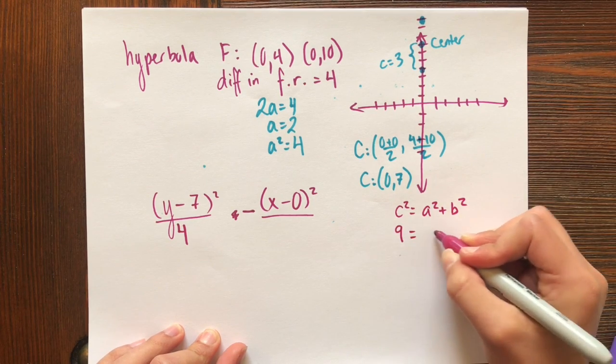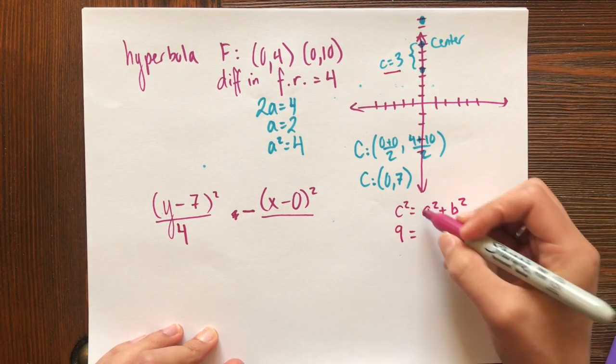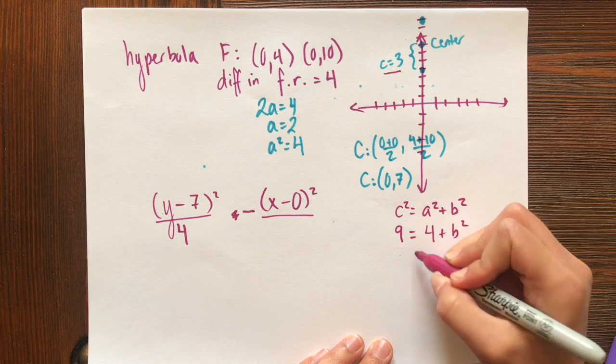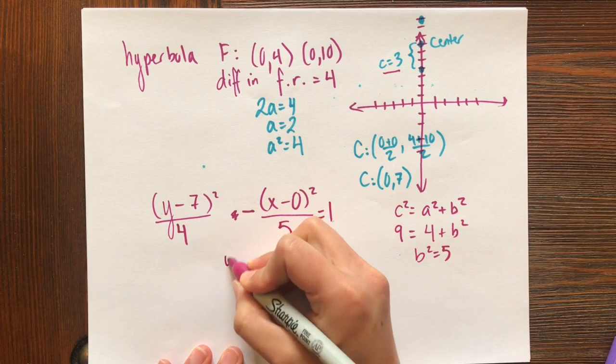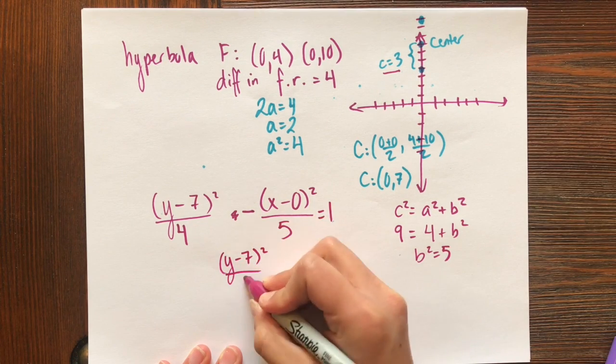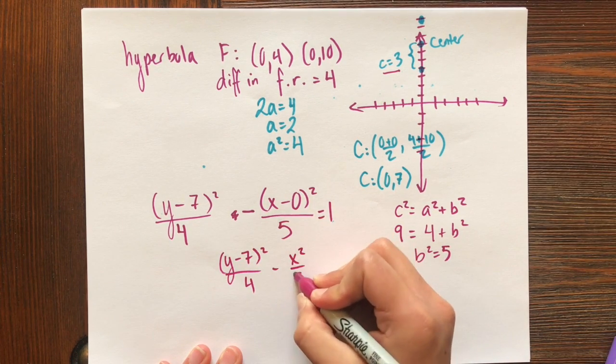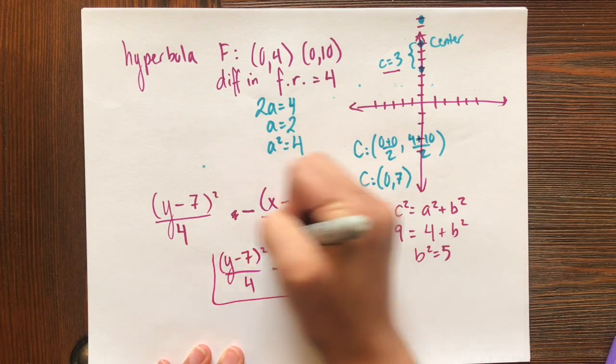So then I'm going to find b squared by setting c squared equal to a squared plus b squared. 9 is equal to 4 plus b squared, and then b squared should be equal to 5. And then I just remove that 0 because it's extraneous in my equation, and I get the following equation as you see there.